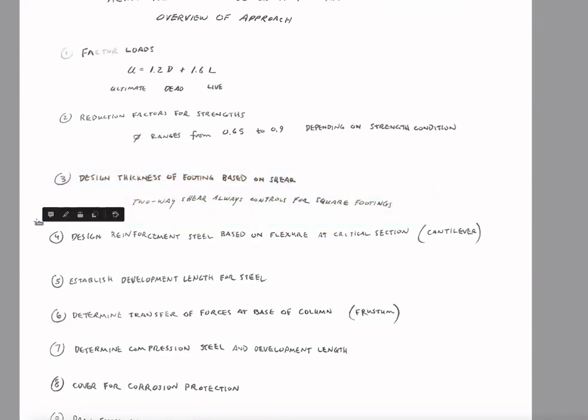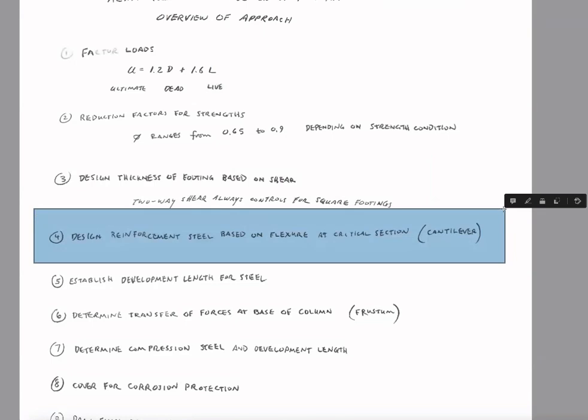Next up, you will design reinforcement steel. And the reinforcement steel will be based on a critical section, and we'll identify that critical section using a cantilever. And that cantilever is going to be an extremely simple statics application.